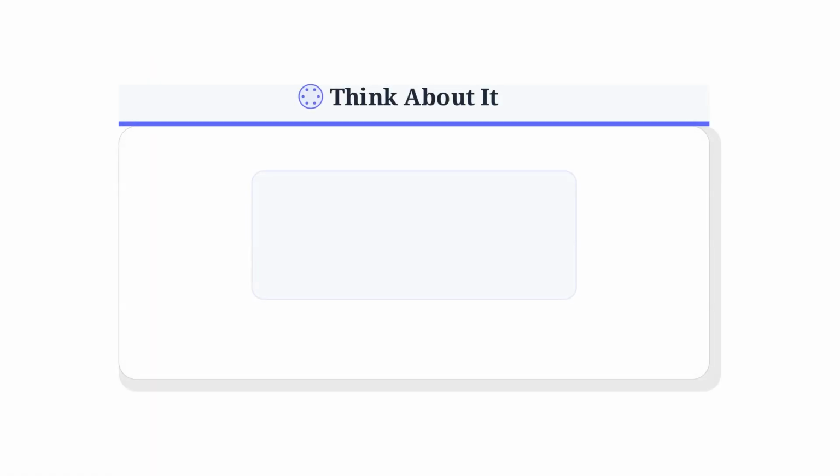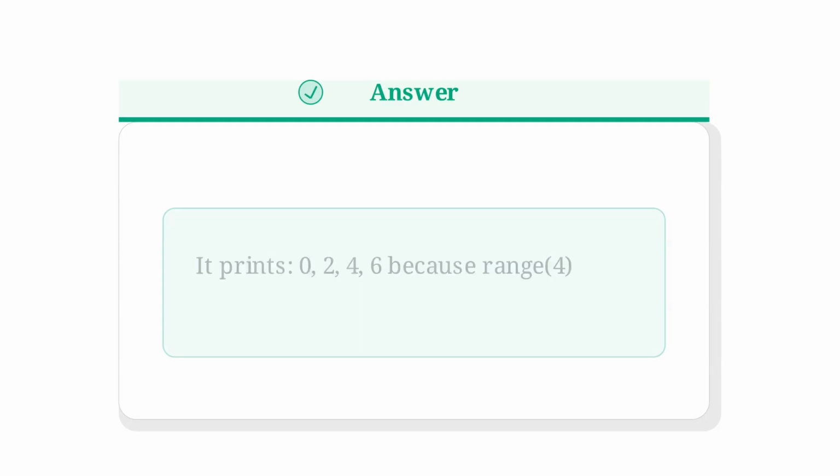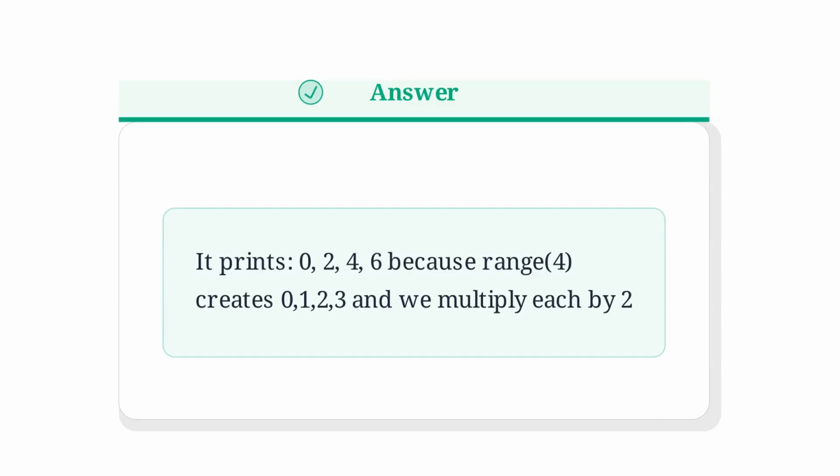Time to test our range skills. Look at this code. What numbers will it print? Think about what range 4 creates, then what happens when we multiply each by 2. The answer is 0, 2, 4, 6. Range 4 creates 0, 1, 2, 3, and we multiply each by 2. Perfect.